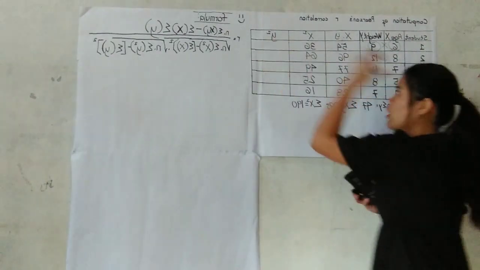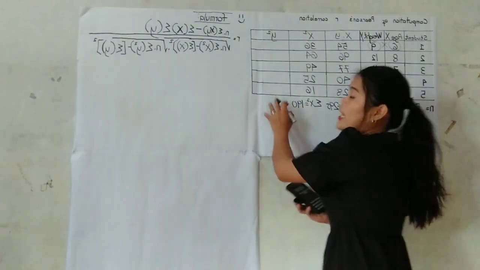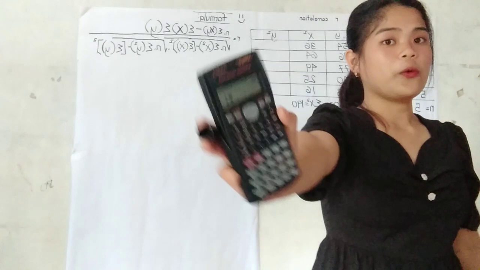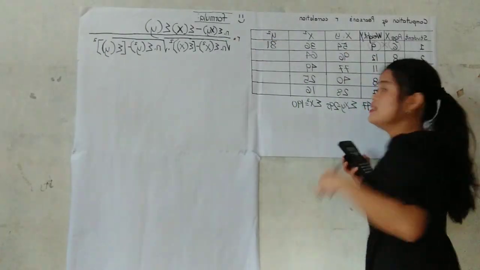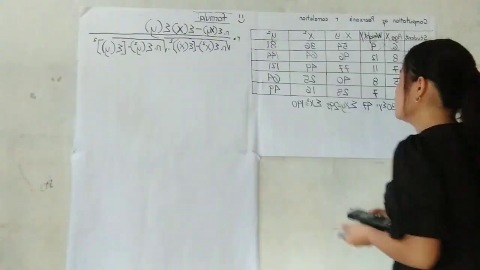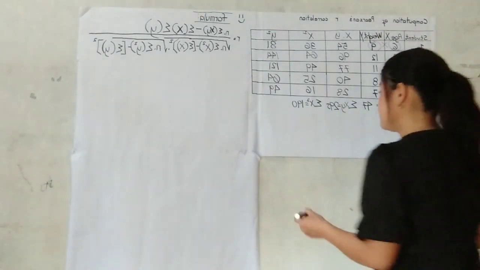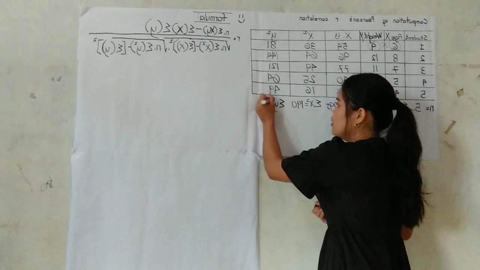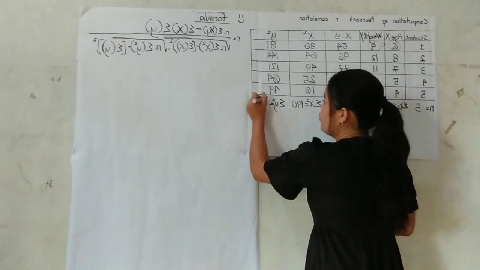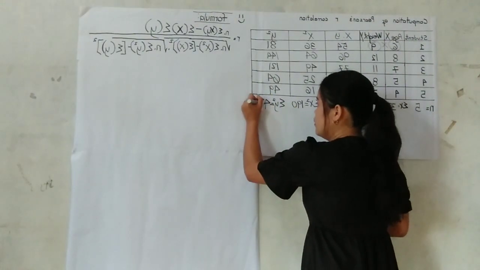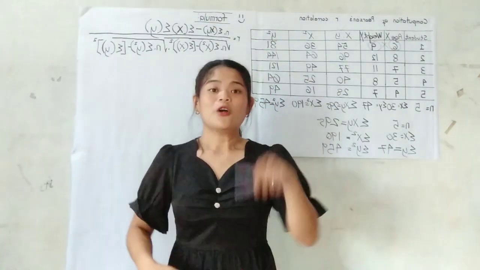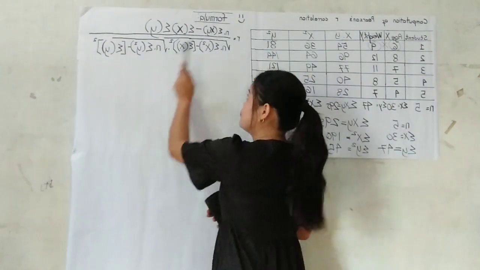Next is the same. How to get the y squared? It's 9 squared, we have 81. And so on. You have to add this one. The sum of y squared will be 459. That is how we proceed to get our correlation coefficient with this formula.